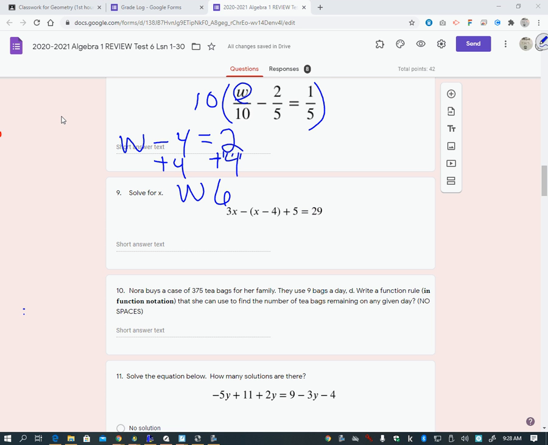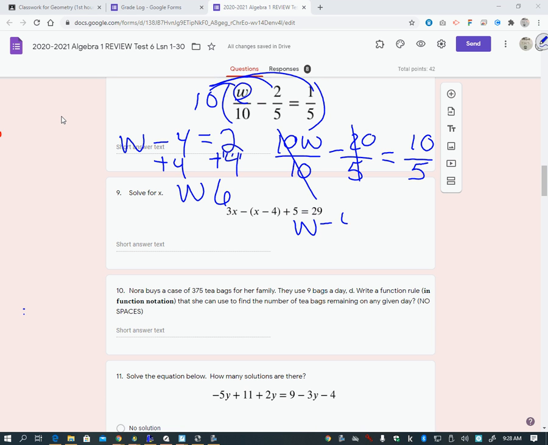I'm just distributing the 10 to the numerator. So it goes here, here, and here. So you could look at it as 10W divided by 10 minus 20 divided by 5 equals 10 divided by 5. Now I simplify all that. This becomes W. This becomes 4. This becomes 2. Does that make sense? All right. Sorry I didn't say all of that, but then we add 4 to both sides. We get W equals 6.